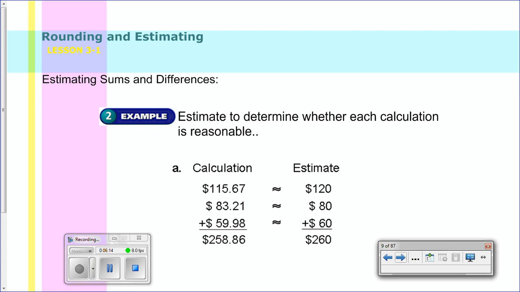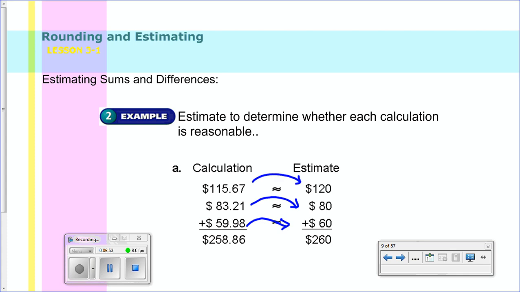All right, and these ones are a little strange. You have to determine if each calculation is reasonable. So for A, they give you $115.67. They say, oh, that's about $120. Then they say $83.21 is about $80. And then $59.98 is about $60. So if you take a look at this one, you'd have to decide, is this reasonable? Is this what they really should have rounded each number to? All right, on this one, they rounded just up $1. Here they rounded down over $3, and here they rounded up about $5.